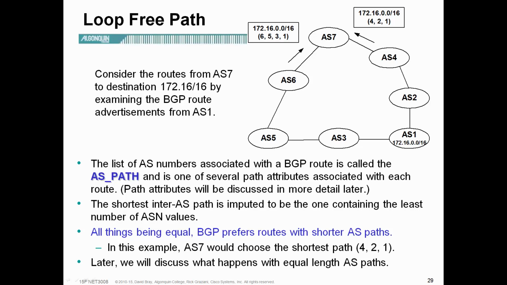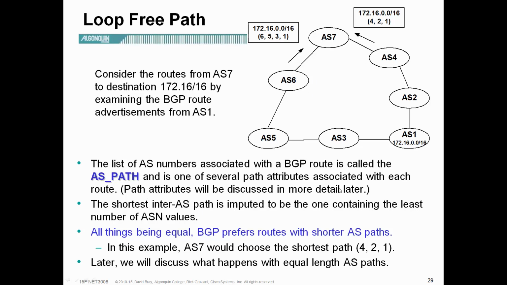So here's a more detailed example. If we now consider the routes from AS7, which is at the very top here, to reach destination 172.16.0.0/16 down in the bottom right at AS1. Okay, so we're going to look at the BGP route advertisements from AS1 upwards.